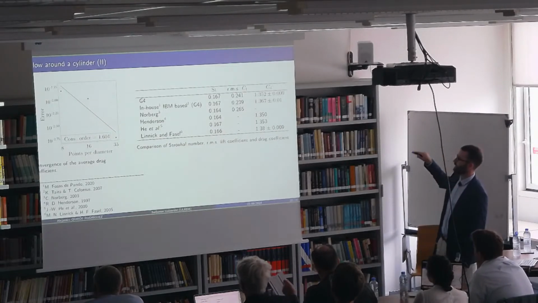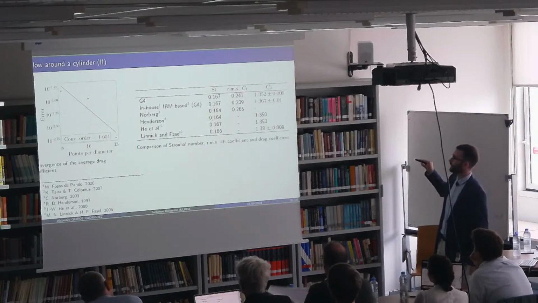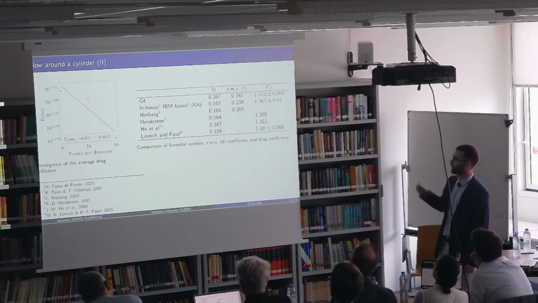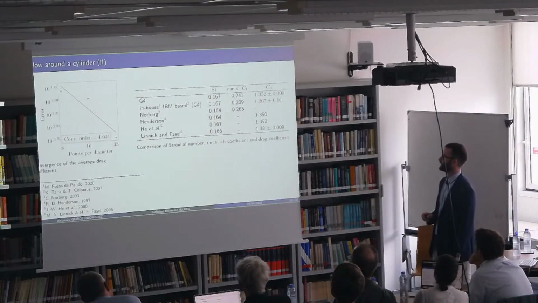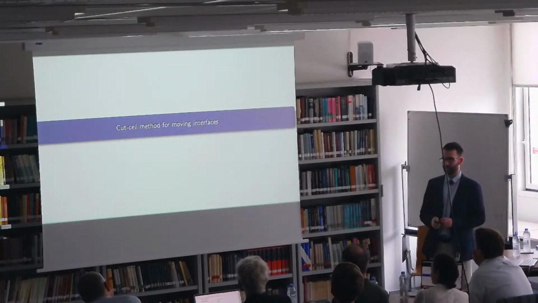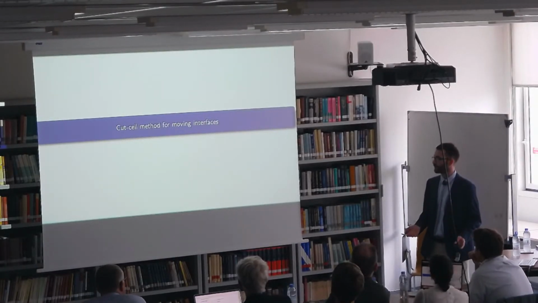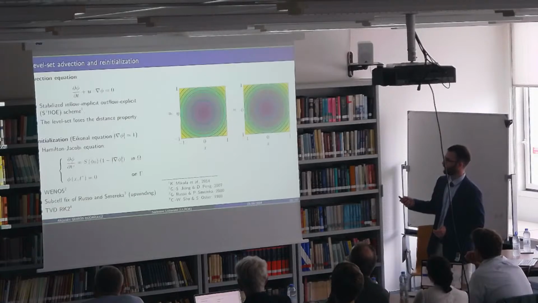Now here at the right, I'm showing you a comparison between the Strouhal number, the root mean squared lift coefficient, and the drag coefficient, comparing with other numerical simulations and with experiments, where we can see that we have a good agreement in all of these parameters. Okay. So far, we have only considered stationary interfaces, but we are interested in free surface flows. So we have to consider the case of moving interfaces. And now I'm going to explain how we do this.